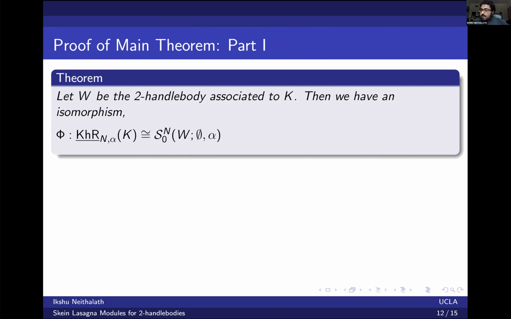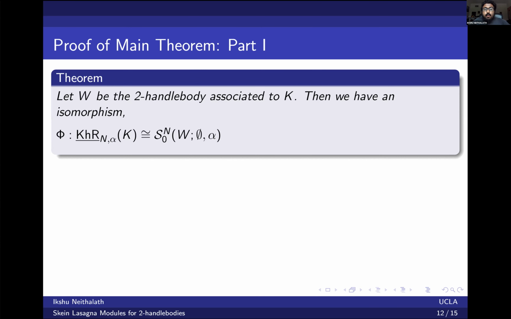So let me just remind you what the theorem says. It's just this isomorphism between the cabled Khovanov-Rozansky homology of a framed link K and the Skein Lasagna module of the two-handle body associated to that framed link. And this is, again, the Skein Lasagna module just with the empty link in the boundary.